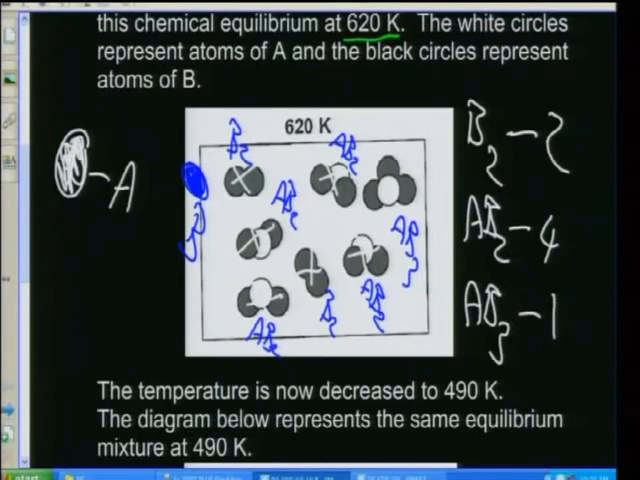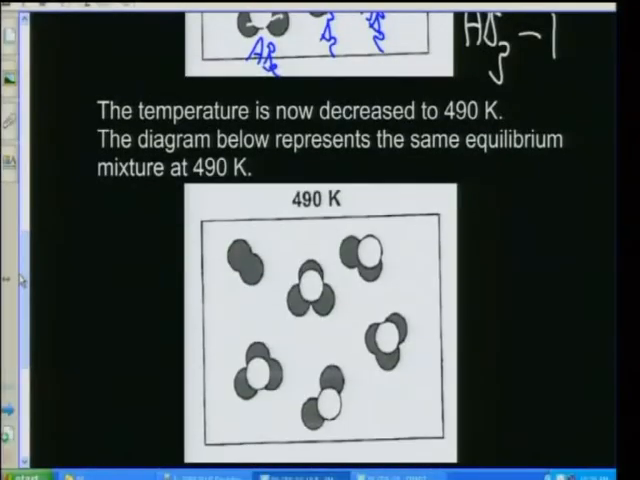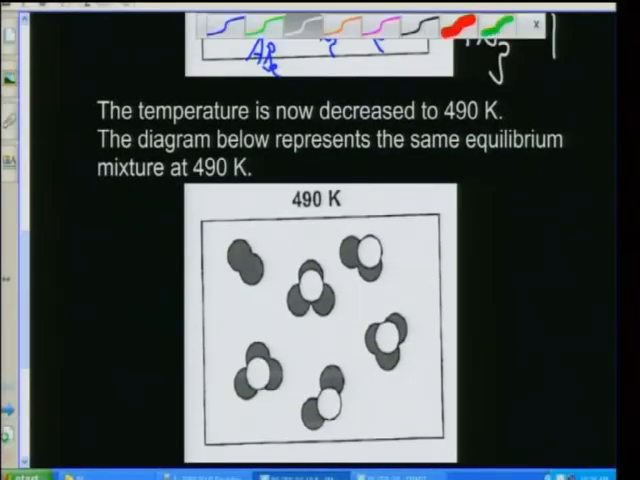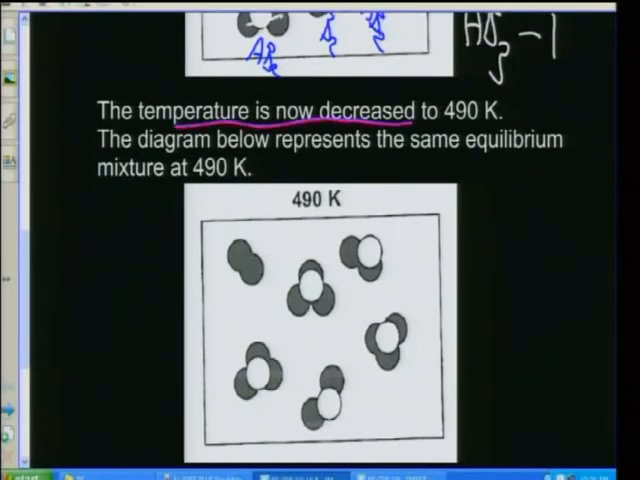Okay? This is the sort of thing that you should be doing as you're reading the question. You need to interpret what you've got and how many you've got, and it does help if you do that. Now it tells you the following. It tells you that the temperature is now decreased to 490 K. So this is a lower temperature.